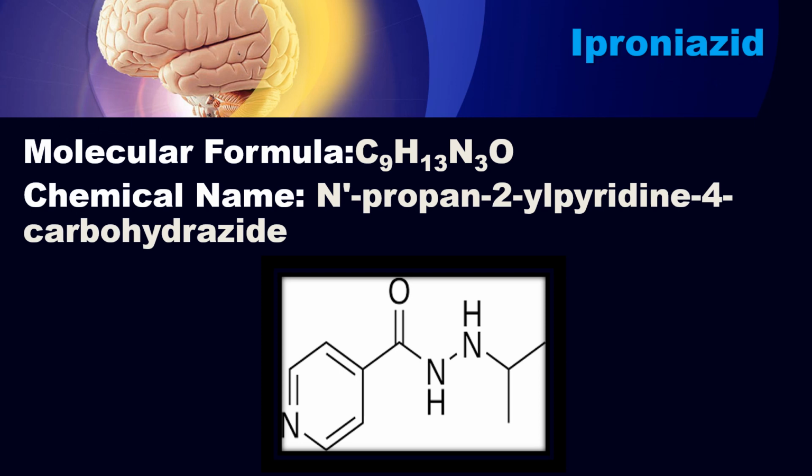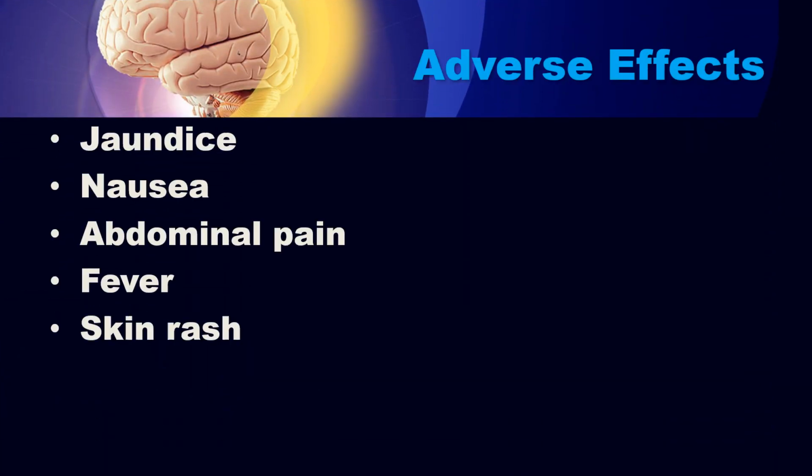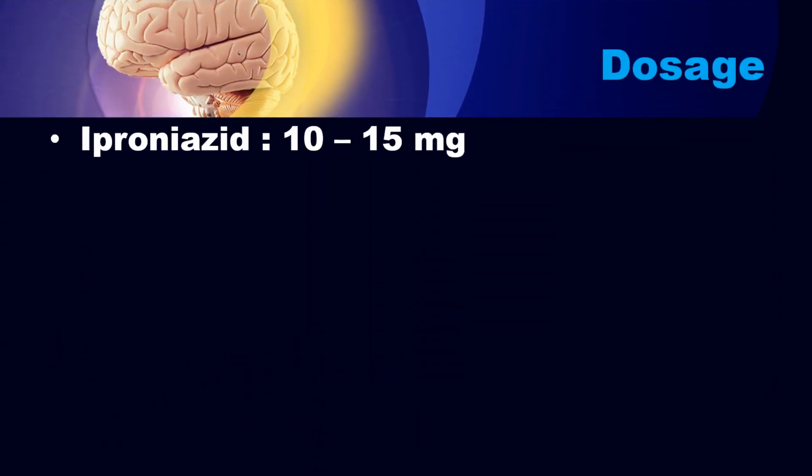Iproniazid. The molecular formula is C9H13N3O. The chemical name is N-propane 2-aryl pyridine 4-carbohydrazide. Properties of iproniazid. It's a colorless crystalline solid. It has no odor and it is bitter in taste and soluble in water. Uses. It's been used to treat depression. Adverse effects. It causes jaundice, nausea, abdominal pain, fever and skin rash. Dosage. Iproniazid is being given to the patients in the range of 10 to 15 mg.